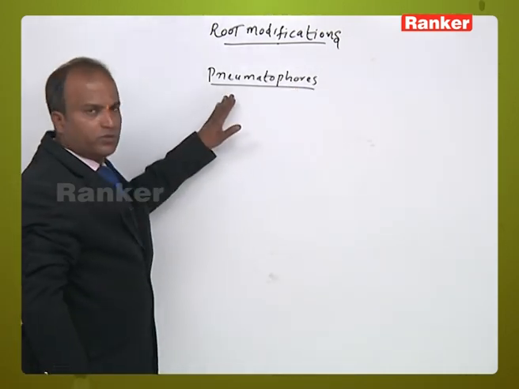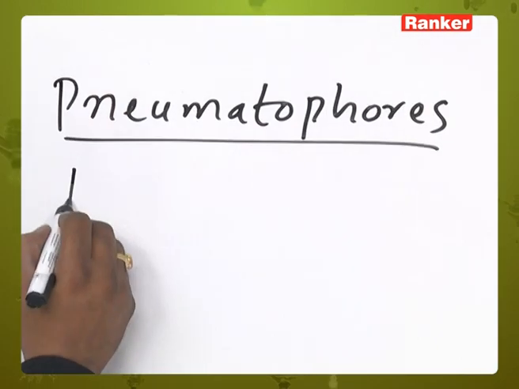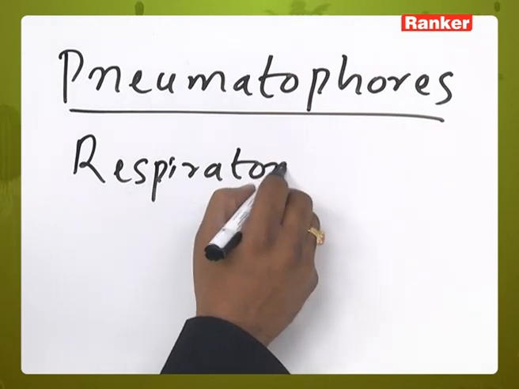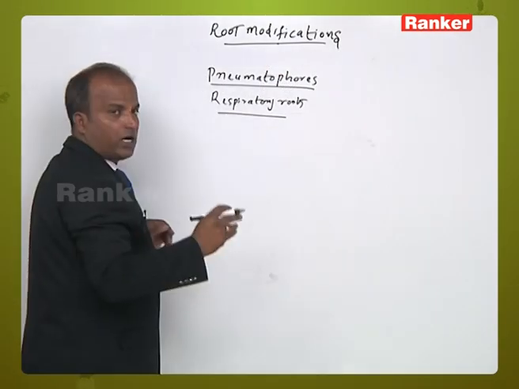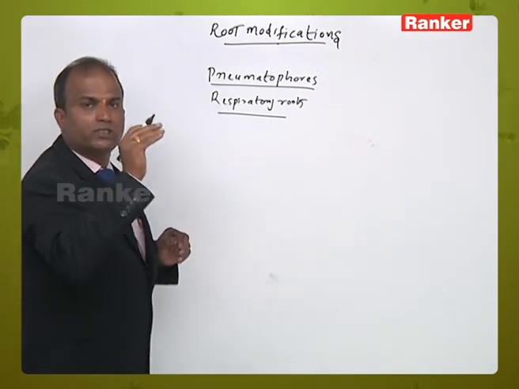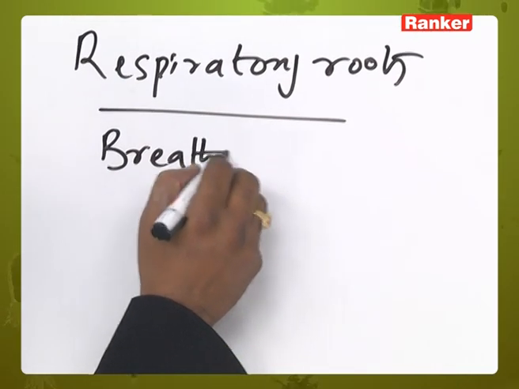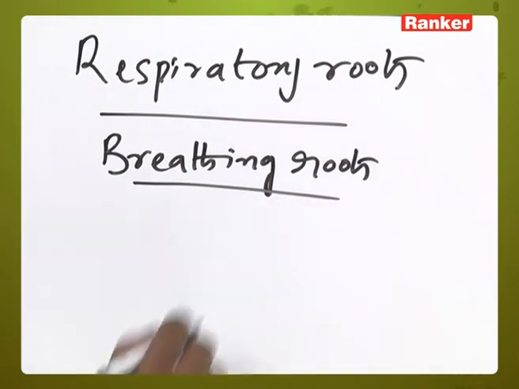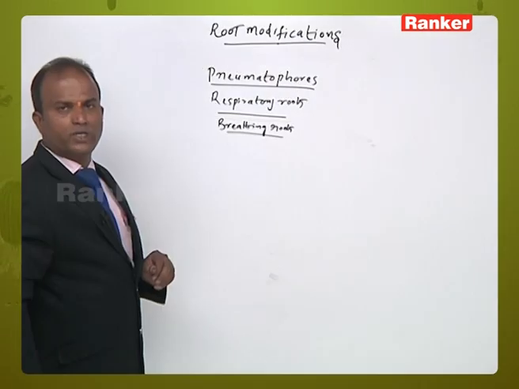These nematophores are also called respiratory roots. These respiratory roots are also called breathing roots. That means nematophores are also called respiratory roots, also called breathing roots.